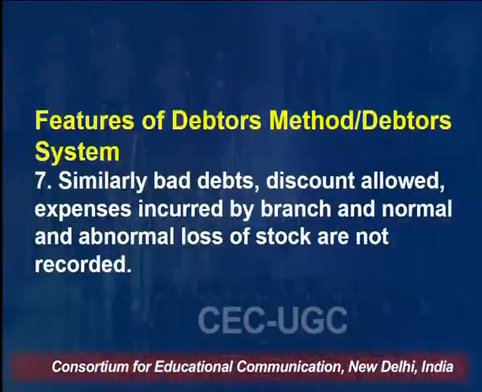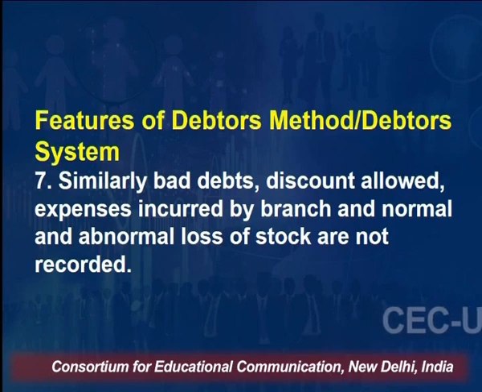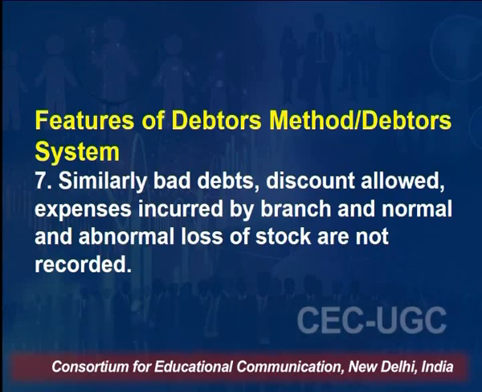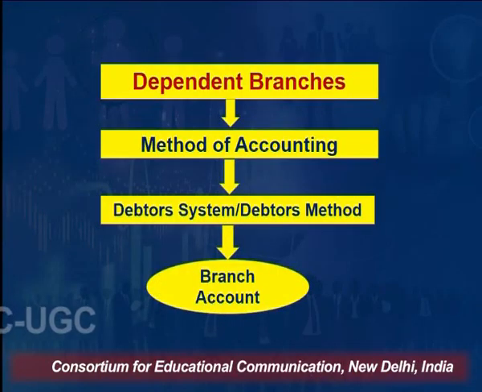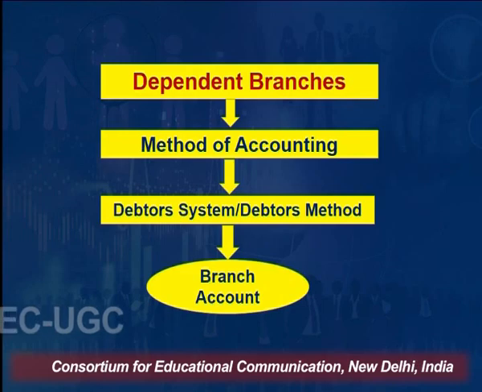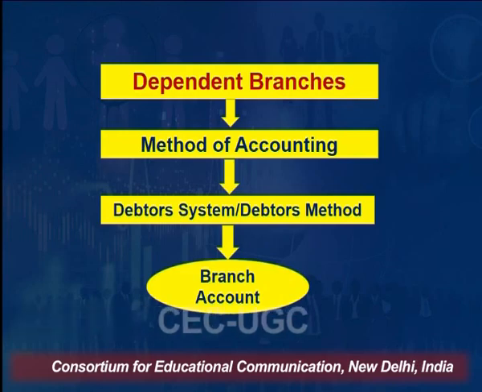Similarly, the items which are related with the loss of stock, that is normal loss or abnormal loss, if these items are given, then these items will not be depicted in the branch account, because these 2 items do not occur between the head office and branch. So basically, when we prepare the branch account under this debtors method, the only thing which you need to consider here is that only those transactions which are between head office and branch are going to be recorded in the branch account, otherwise they are not going to be depicted in the branch account.